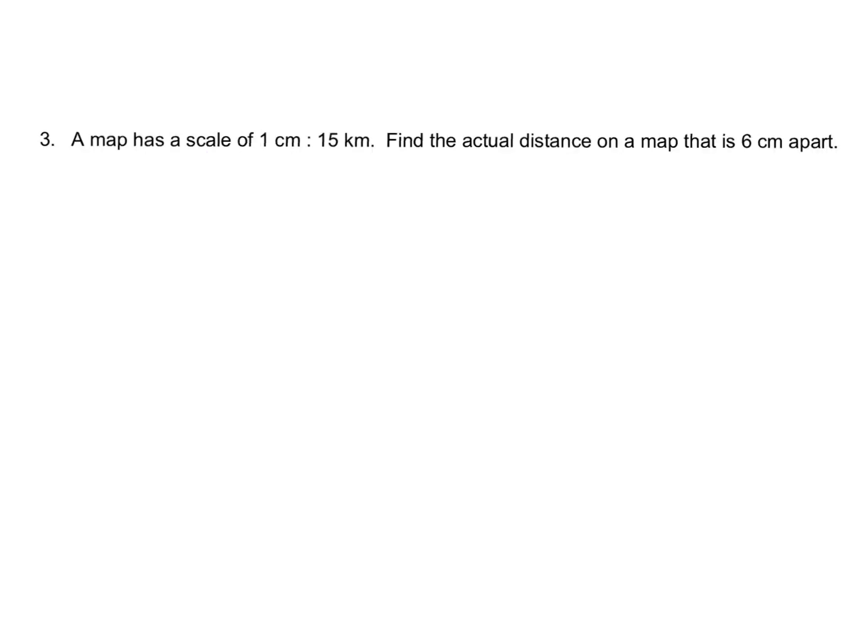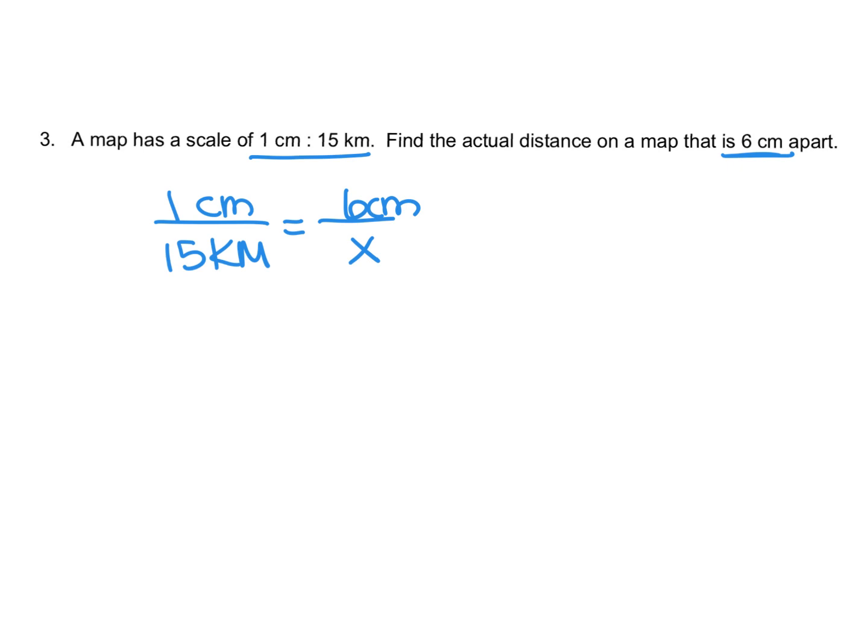And for our last one, it says that the map has a scale of 1 centimeter for every 15 kilometers. So again, it's the scale drawing to the actual distance. Find the actual distance of the map that is 6 centimeters apart. So if I have a scale drawing of 1 centimeter for every 15 kilometers, I would want to know then if my drawing is 6 centimeters apart, how much it's actually going to be on the map.